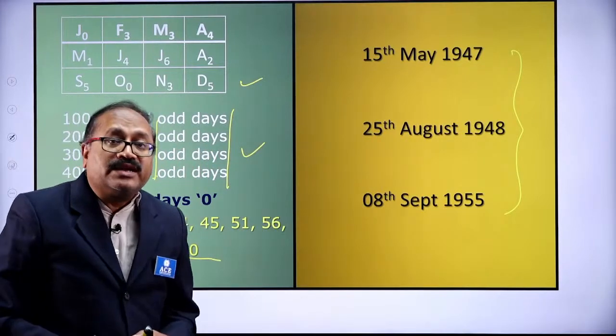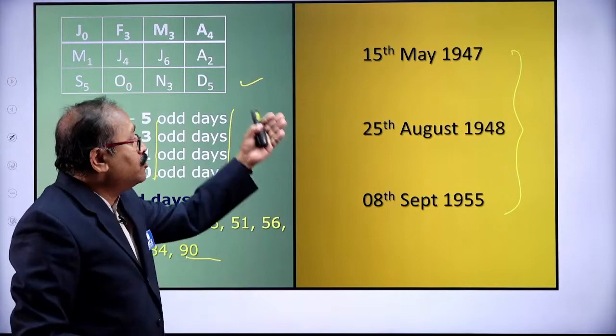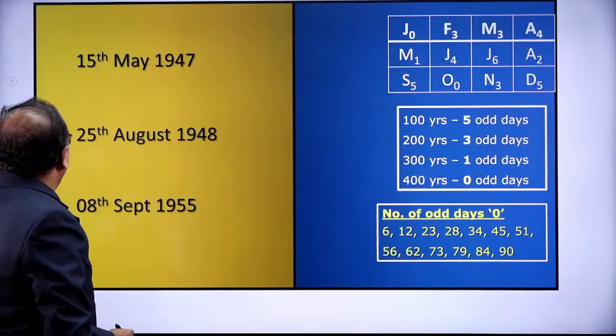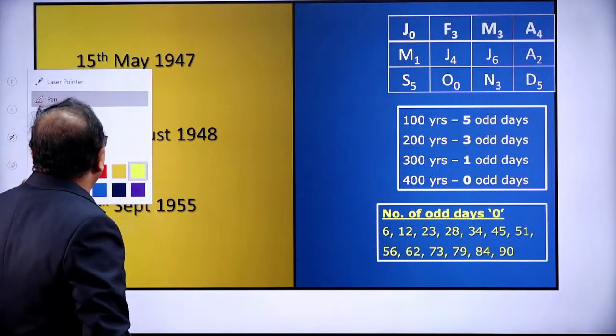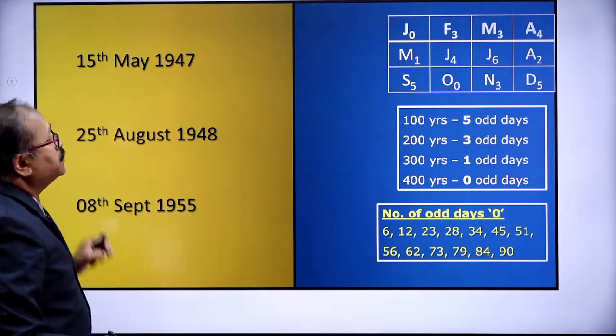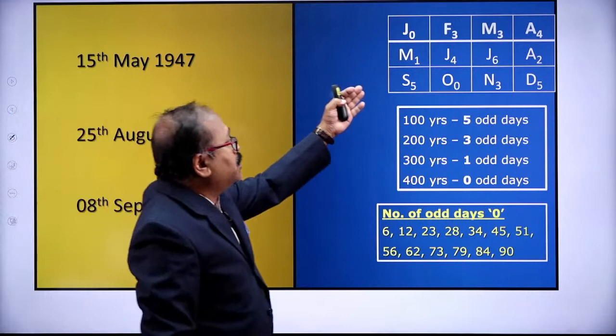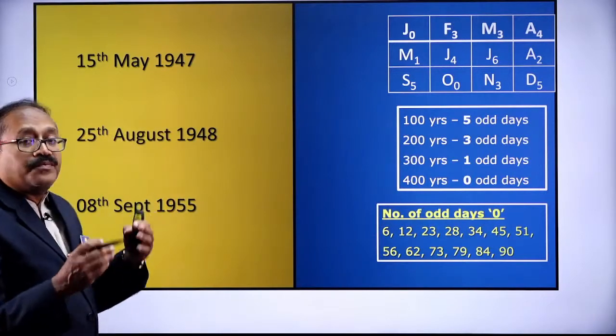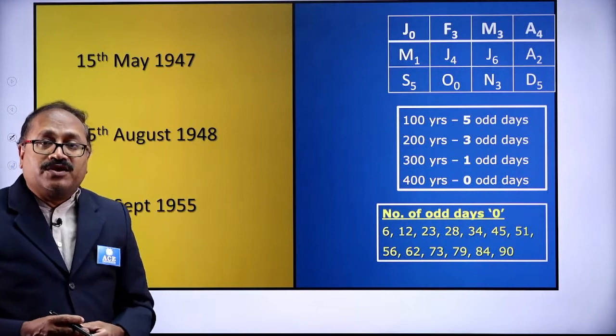How do you calculate the day? What is the day on these dates? Okay, now I will take you over here and we will discuss the question on this. I am assuming that you know these facts. Now I need to find out 15th of May 1947 was what day?